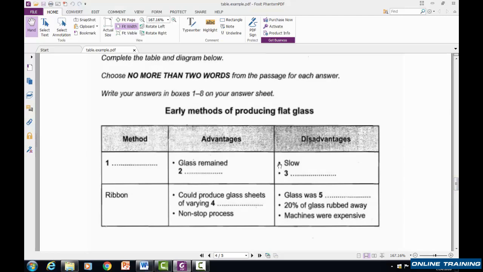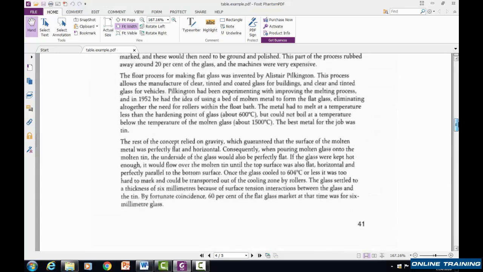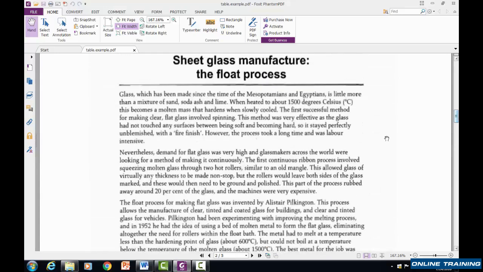You see these 2 periods right here, that little period right there and that little period right here. Look at the period, the dot or marker in front of the word slow. That means these 2 things are separate. It's slow, and then basically it's like and then number 3 is also something else. All right, so here's our synonym.